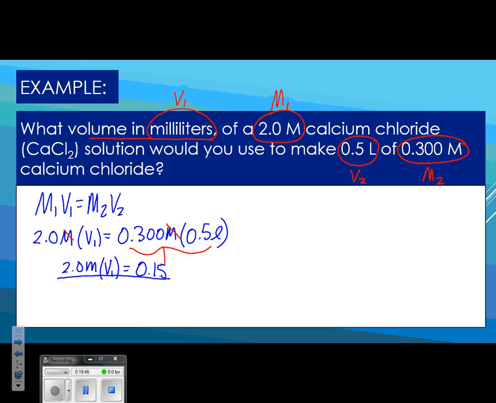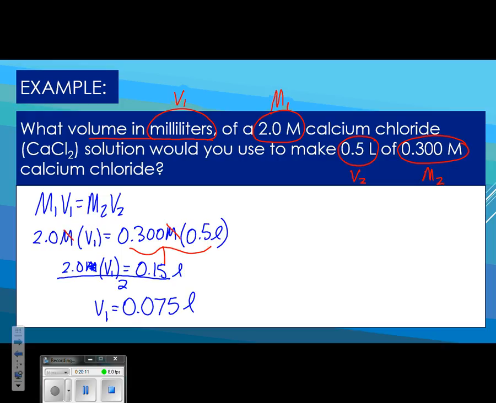Then I'm going to divide both sides by 2.0, right? I brought the M down, I shouldn't have. And we still had liters over here. So V1 is going to be equal to 0.075 liters. Wait a minute, they asked me for milliliters.